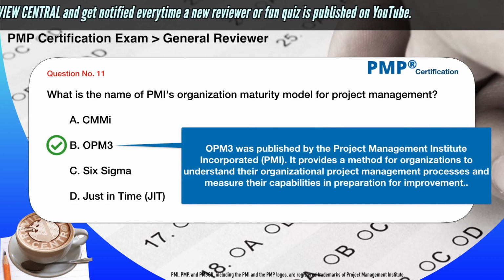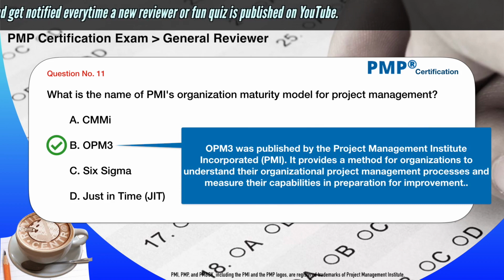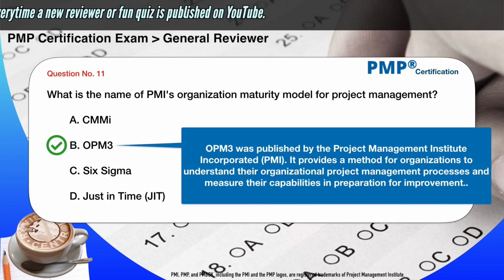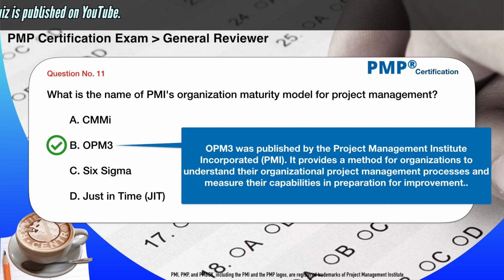The correct answer is B. OPM3. OPM3 was published by the Project Management Institute, Incorporated, or PMI. It provides a method for organizations to understand their organizational project management processes and measure their capabilities in preparation for improvement.